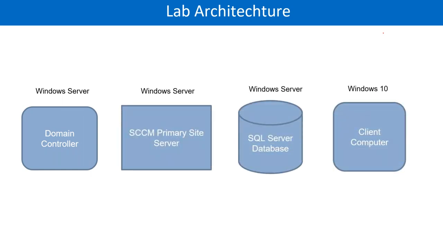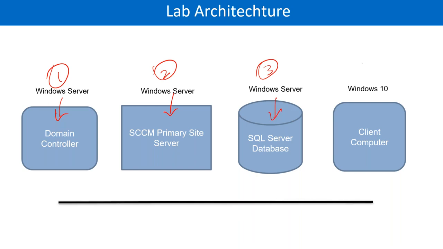Now the lab architecture will be like this. We will have three Windows servers. The first one will be your domain controller. The second one will be your SCCM primary site server. The third one will be your database server. And the fourth one is your Windows 10 computer. All will be connected to the same LAN network so that they can talk to each other. That will be your lab architecture, guys.